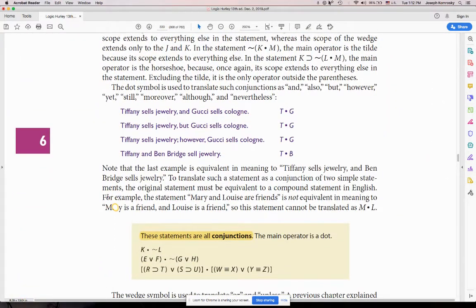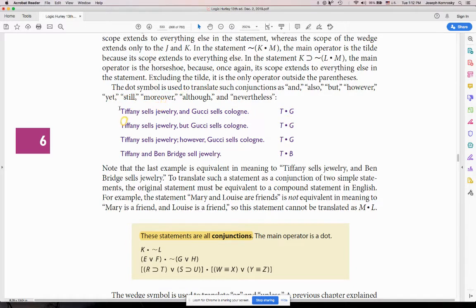Right. So the dot symbol is used to translate such conjunctions as and, also, but, however, yet, still, moreover, although, and nevertheless. All of those, when you see those words, you know that they're getting a dot or a wedge. And again, go back to the back of the chapter. He gives you a paragraph full of words, or even right here. So both of these are good.